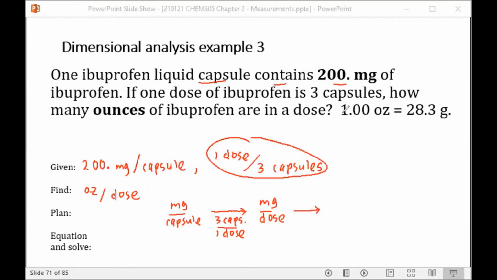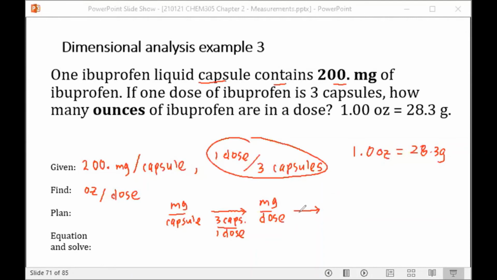So we're given another one of our givens, 1.00 ounces equals 28.3 grams. We're given the conversion factor between ounces and grams, but we're not given the conversion factor between milligrams and ounces. We want to end up with ounces, but we can't go straight from milligrams to ounces. What we have to do first is go from milligrams to grams, and then we can use this conversion factor to go from grams to ounces.